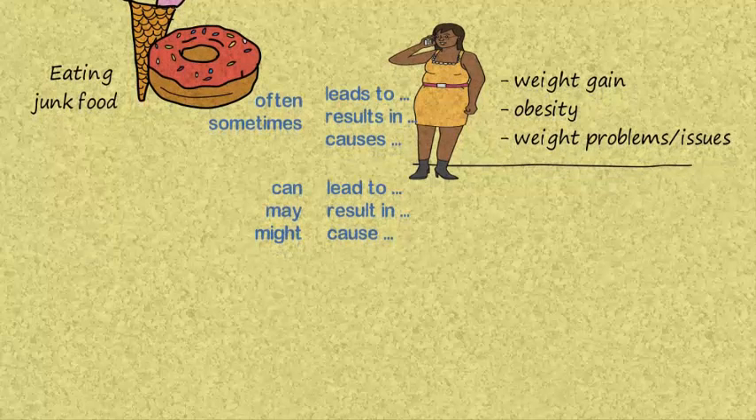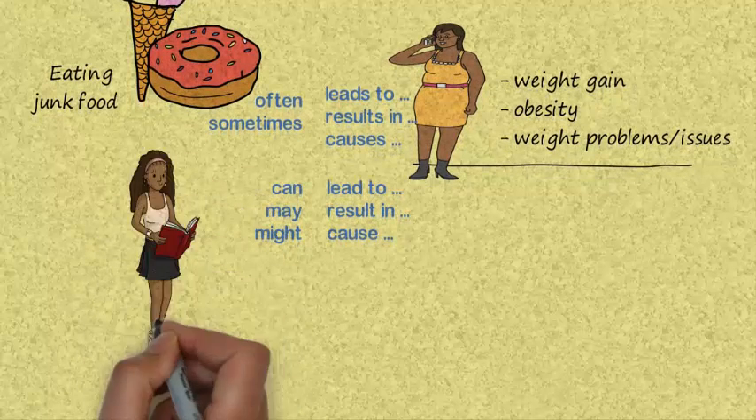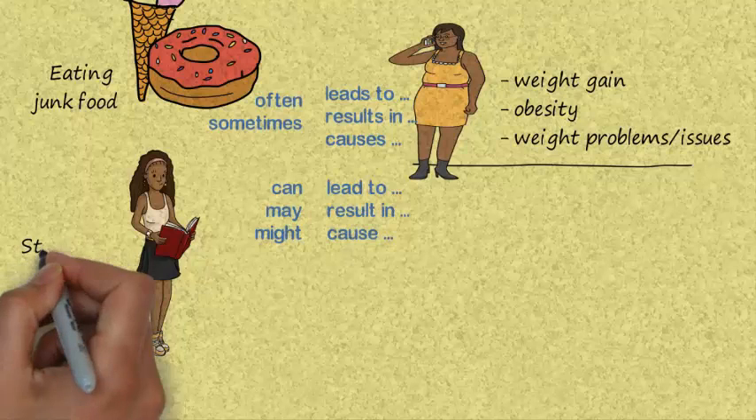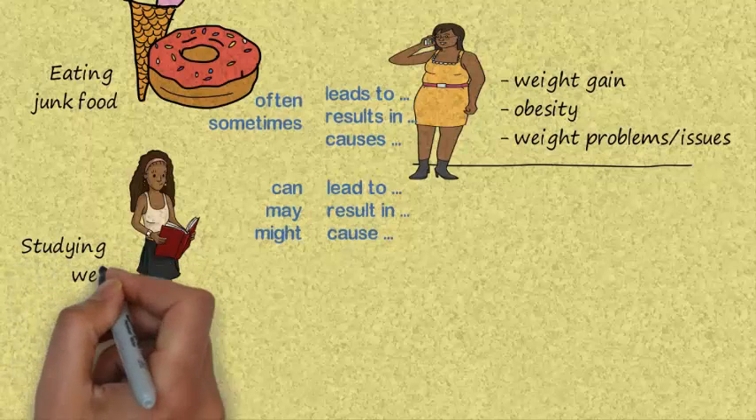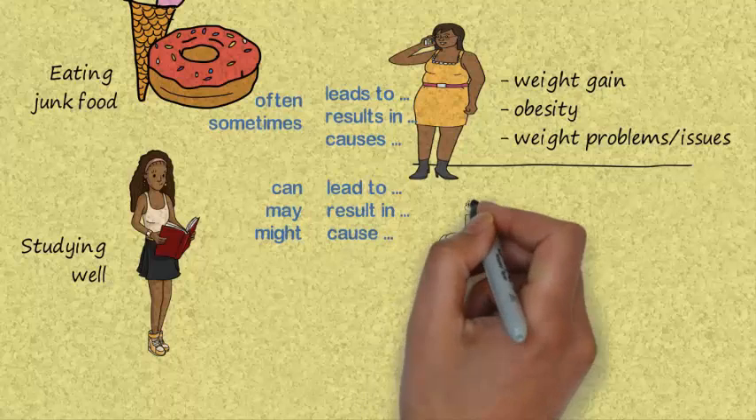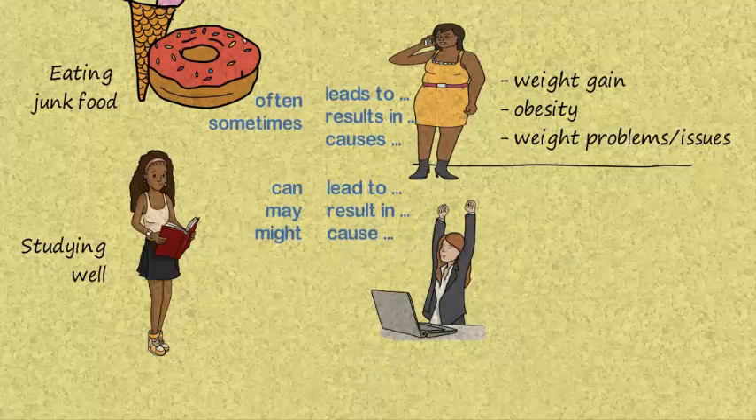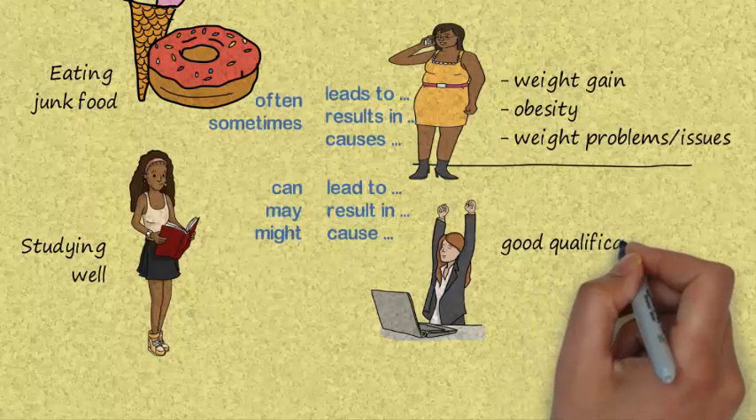Let's look at a different example now. Let's think about studying and the benefits of studying hard. So again, we need a noun phrase at the start to describe that, and here the person's using a gerund form, studying, or studying well, or studying hard. And we use the same language in the middle, often leads to, or sometimes results in, or can lead to. And then we have the noun phrase in terms of the result, good qualifications, or good jobs.